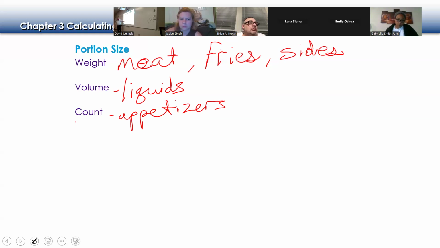The volume would be the scoop of ice cream. Okay. I could also use the count of one package of fudge, one package of caramel sauce. Okay. So yeah, we can use all different types.